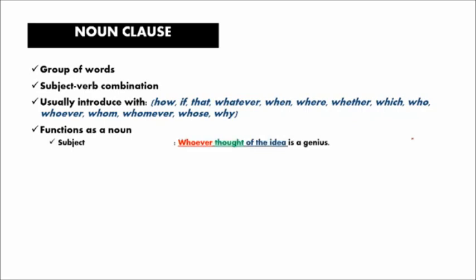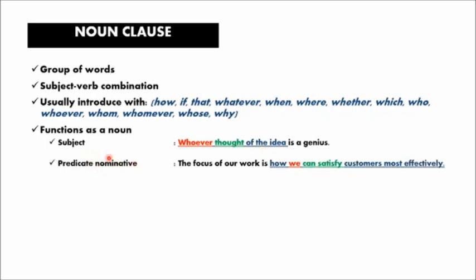particularly a subject. Whoever thought of the idea is a genius. Whoever thought of the idea is a noun clause. It contains the subject whoever and the verb thought. The clause acts as a subject in the sentence. Predicate nominative.